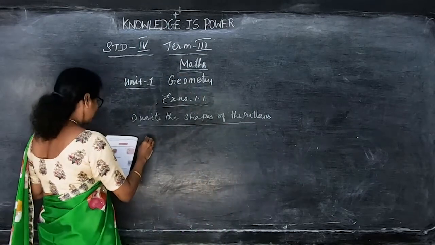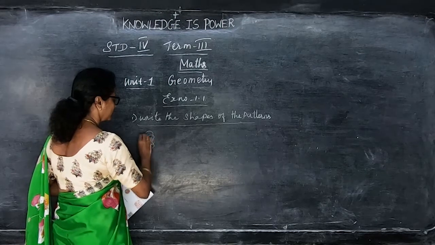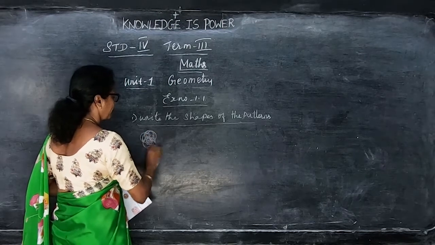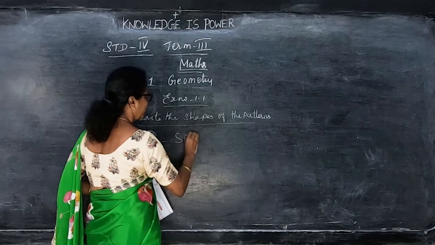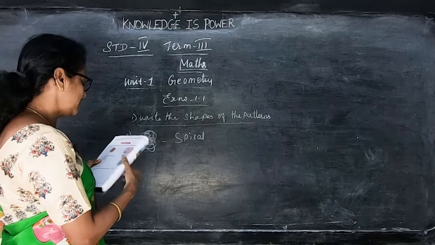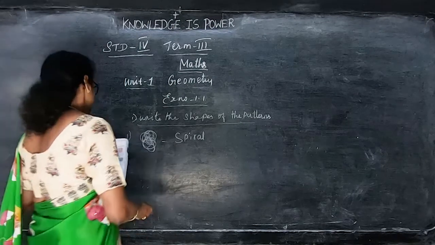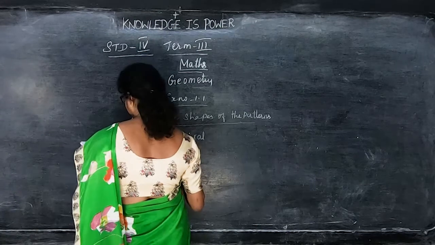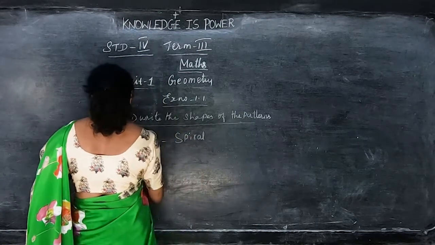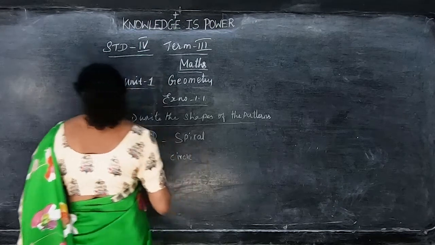They have given murukku like this. So this is the spiral. First picture is spiral. And second one, write the shape of the pattern they have given. That is the circle. Second picture is some flowers they have given. So that is the circle.